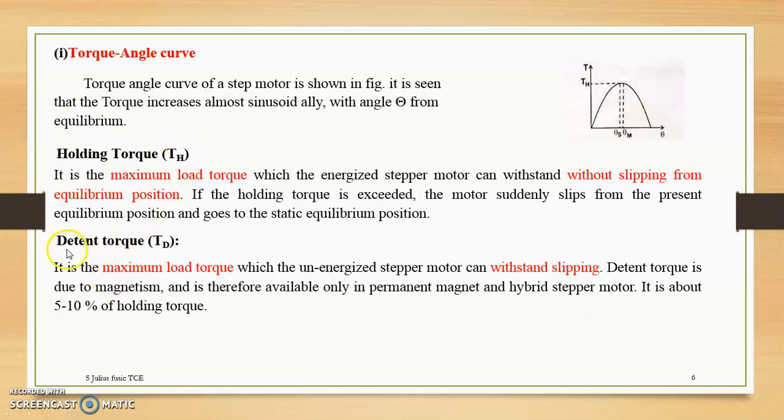It is then vice versa, will be the detent torque. The detent torque will be the maximum load torque which, with the stepper motor unenergized, makes the stepper motor move from its equilibrium position. In other words, it withstands the slipping position.